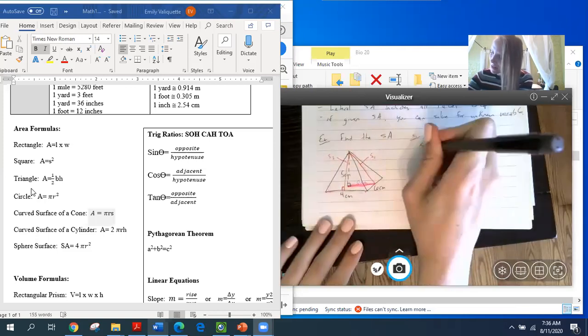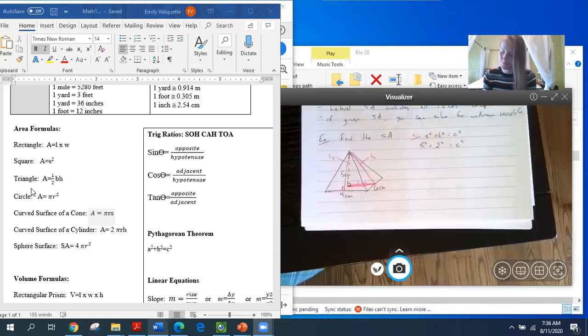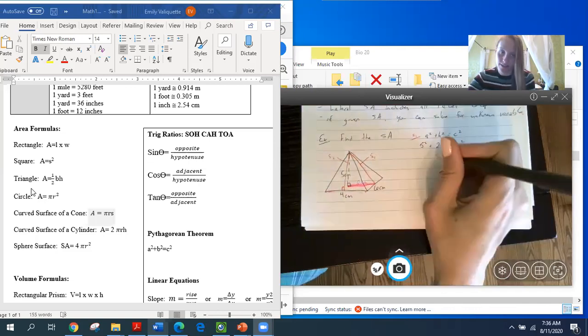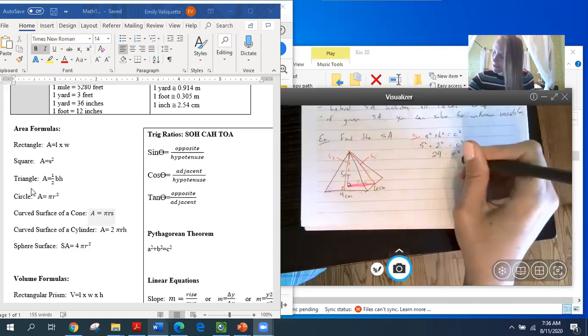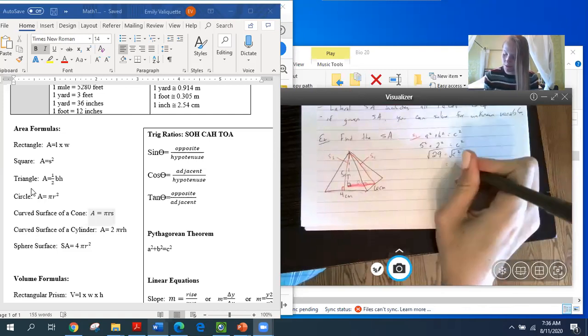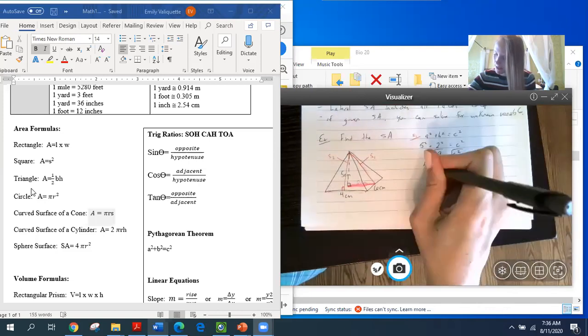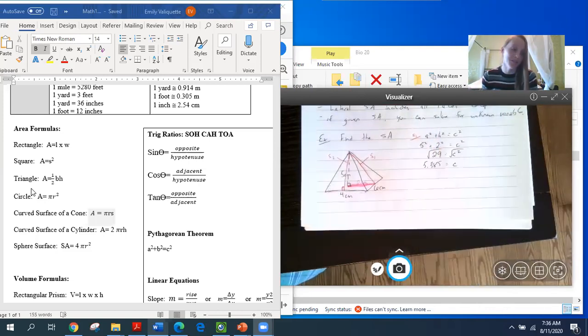So 5 squared plus 2 squared equals c squared. 5 squared plus 2 squared is 29. And then, of course, in order to get rid of that squared sign, I need to square root my 29, which leaves me with 5.385. And you do want to keep at least 2, if not 3 decimal places when doing this, because it's going to affect the area of that face.